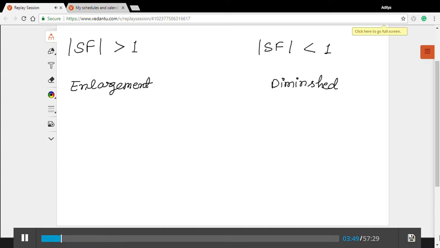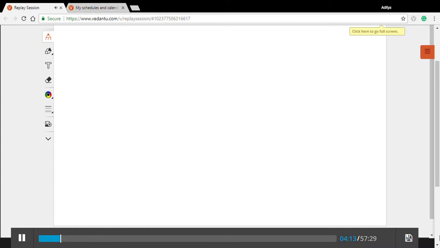Now, I use this absolute value symbol. Why? Because we can even have a negative scale factor. We have a chapter after that when we are given a negative scale factor. Whenever the scale factor is negative, the figure is formed on the opposite side. Let me tell you what happens. Say we are given an example.